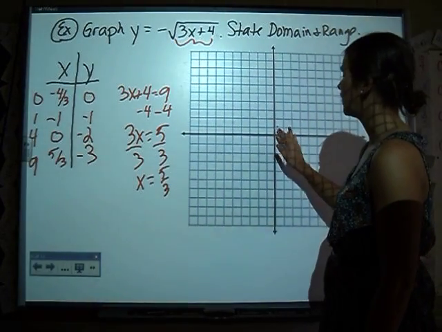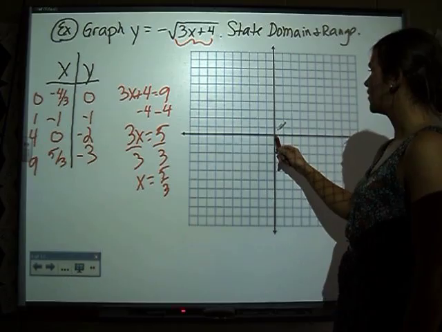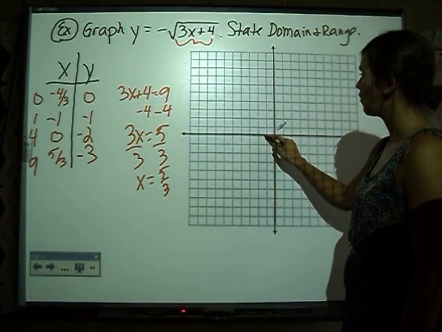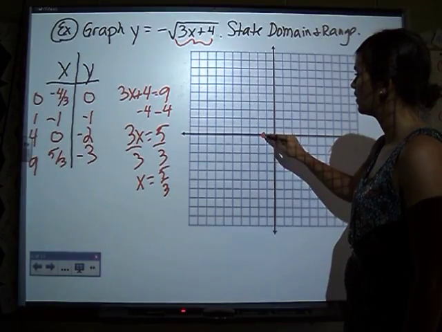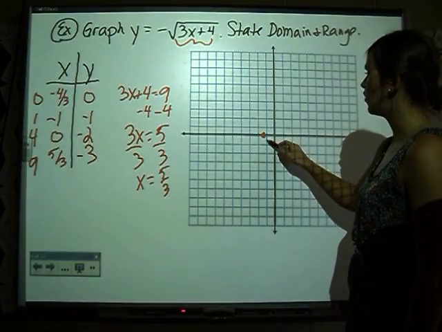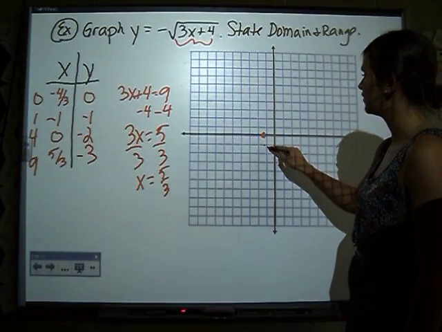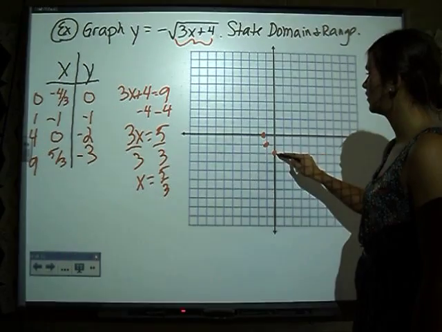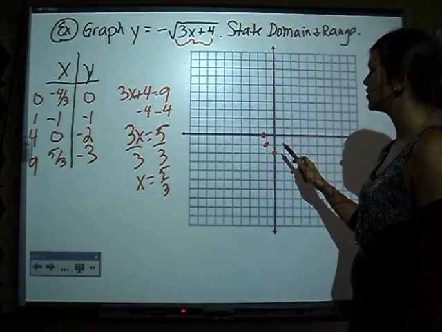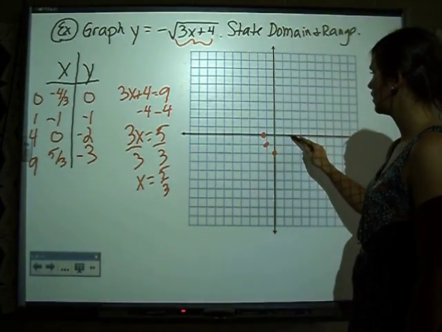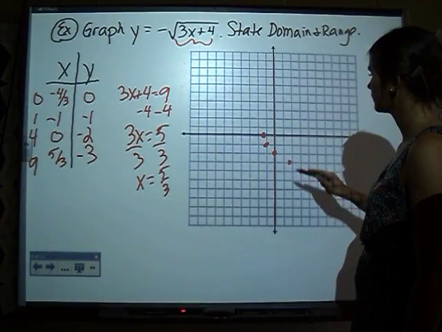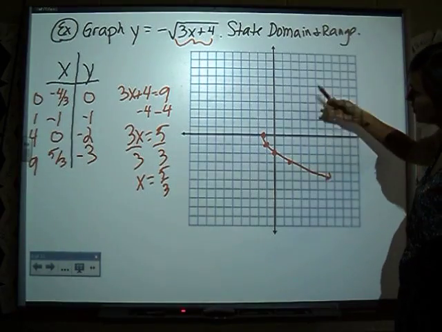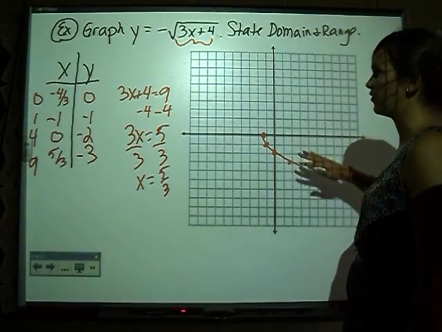From here we can go ahead and graph it. So I started with x, negative 4/3, which is negative 1 and 1/3, and y is 0. Then I have (negative 1, negative 1), then (0, negative 2), and (5/3, which is 1 2/3, negative 3). So this one, with the negative out front, reflects over the x-axis. Now it's like the square root but flipped.